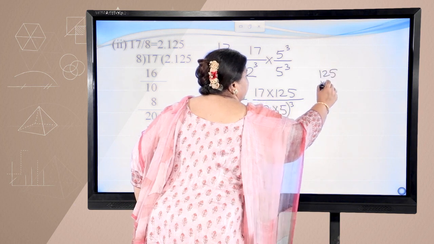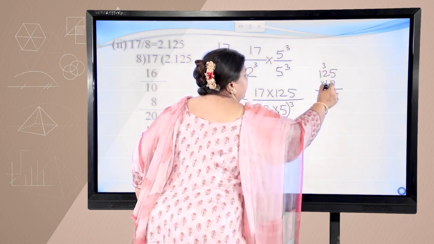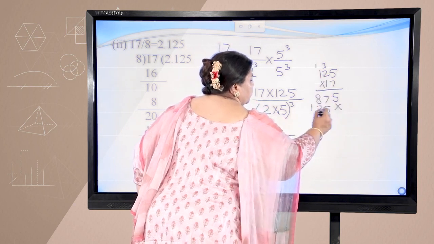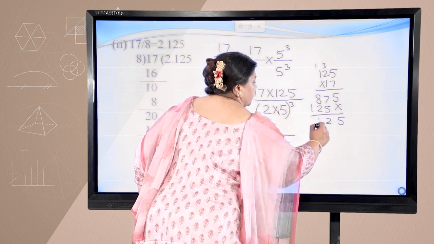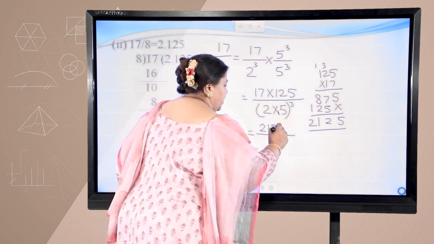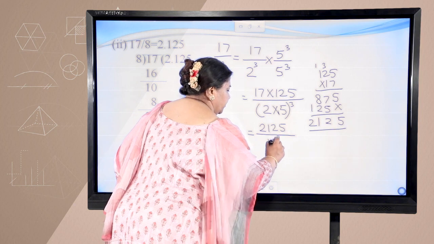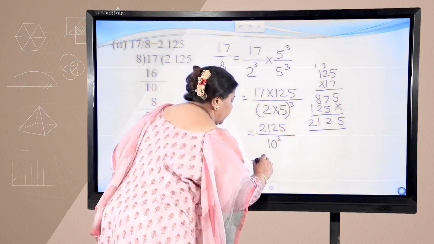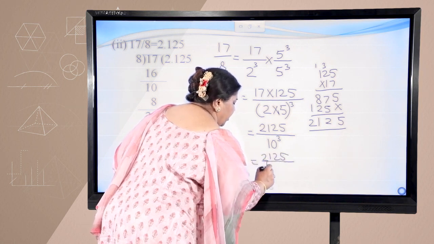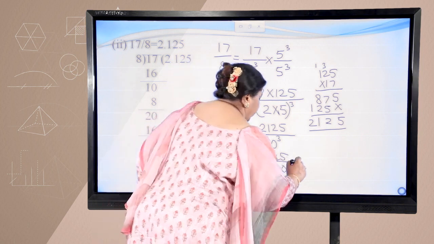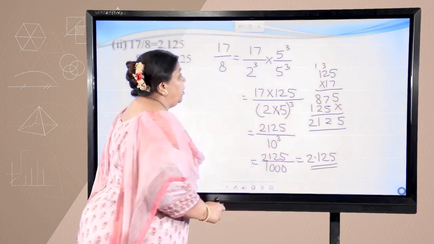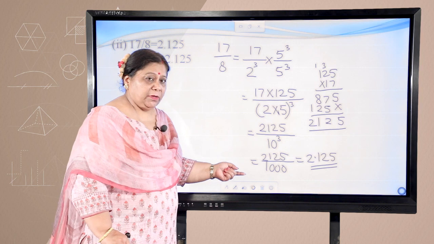125. I will multiply by 17, it gives me 7 5s are 35 and 875, plus 125, I get 2125. So, 2125 upon 10 power 3, which can easily be written as 2125 divided by 1 followed by 3 zeros. Now, I can express this as 2.125. This is the decimal expansion of 17 upon 8. I hope it is clear.